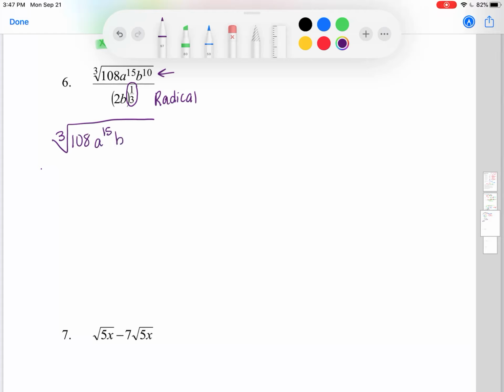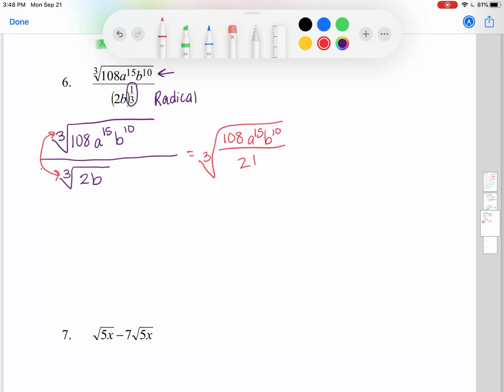So I'm going to keep the numerator exactly as I see it. The cube root of 108, a to the 15th, b to the 10th, divided by, and then the cube root, or excuse me, the 1/3 is applying to both pieces. So I'm going to do the cube root, because it's a fraction, of 2b. Now the reason I did that first is because now you'll notice that the roots are the exact same. They're both cubes. So I can actually combine this as one entire cube root.